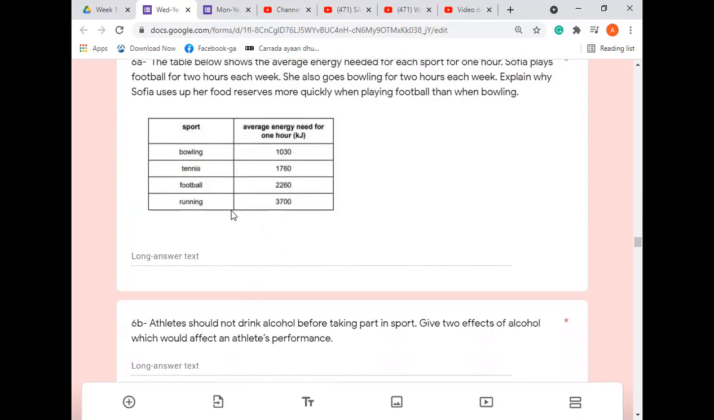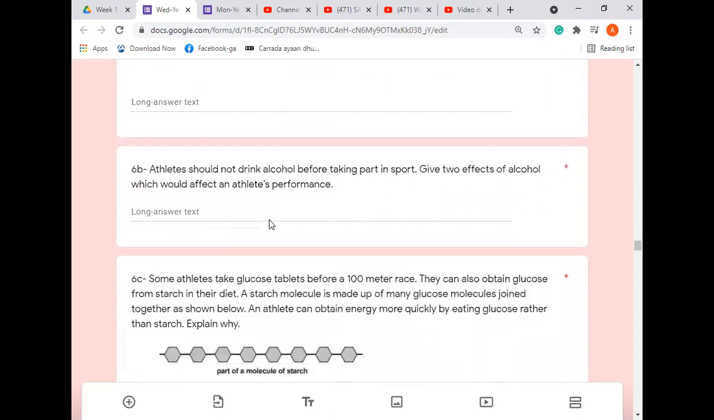So you can see here the different types of sport she plays and the average energy she needs for 1 hour. So question 6b, athletes should not drink alcohol before taking part in a sport. Give two effects of alcohol which would affect athletes' performance.